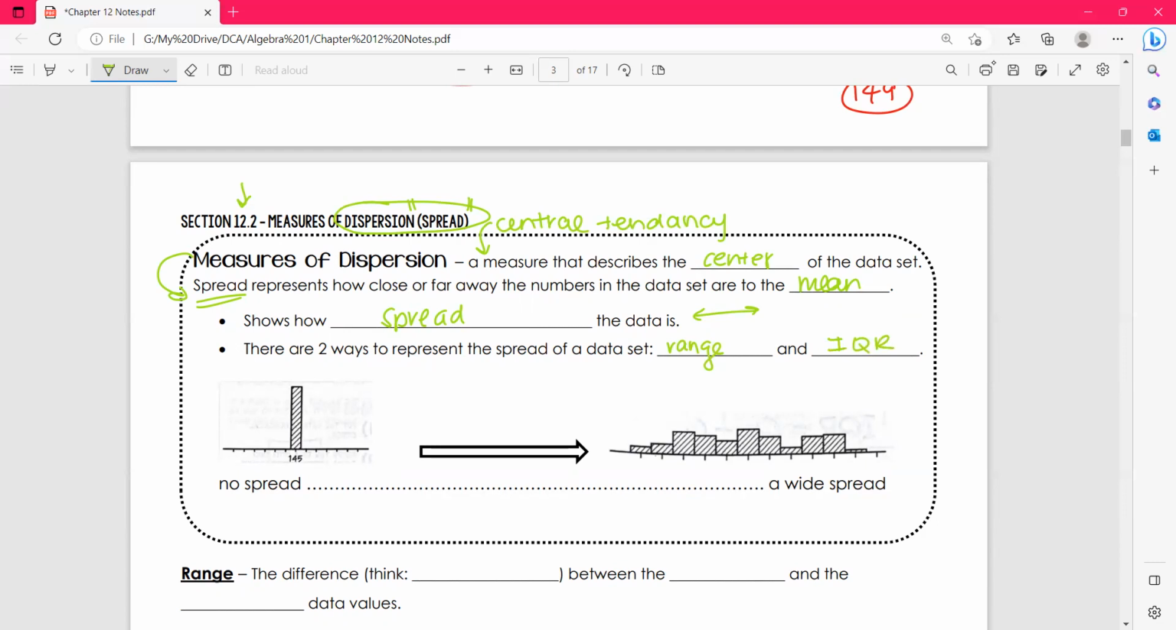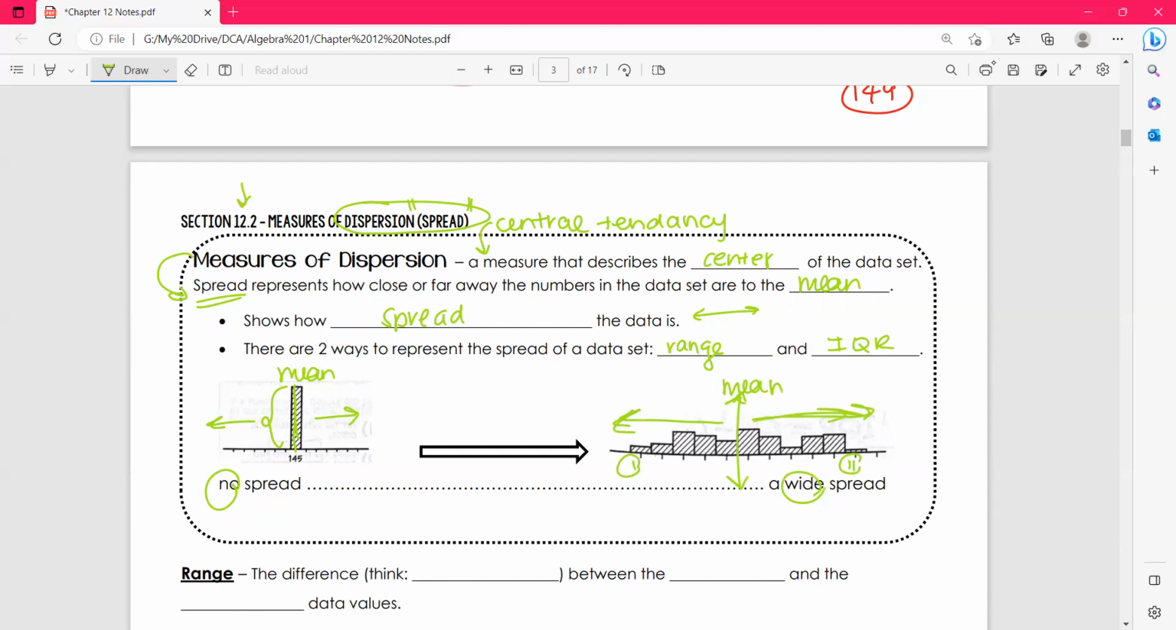So here is some visuals on what it looks like if something has no spread. Notice all of the data values are at the same value, 145. This would be the mean, right? There's only one value, so this is going to be the mean. There's nothing spread out to the left or to the right. This has no spread. Something with a wide spread, that's how we describe it, it's spread out pretty wide. Notice if this was 1 and this was 11, the mean would be somewhere around here. And so it is very spread out from the mean, right? So that's why this is a wide spread. The 1, the 11, everything's very spread out.